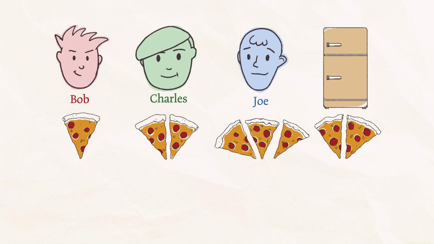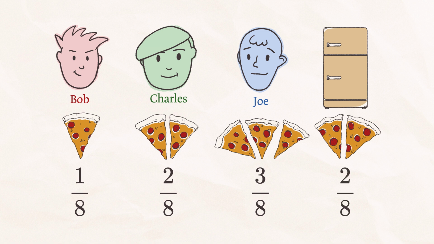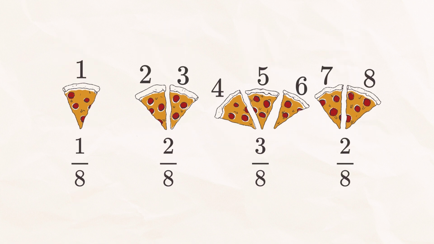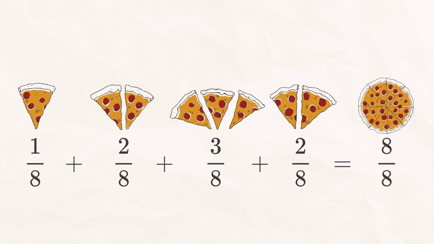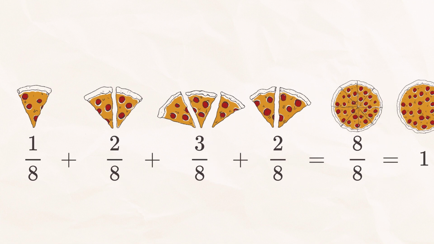Bob's share of the pizza is 1 piece out of the 8, or 1/8. Charles's share is 2 of the 8 pieces, or 2/8. And Joe's is 3 slices of the 8 pieces, or 3/8. The 2 pieces of the 8 that are left are in the fridge. That's 2/8. All 8 slices of the pizza are accounted for. We know that if we added up all these fractions, we'd get 8/8. And because any number over itself is 1, we have 1 whole pizza.